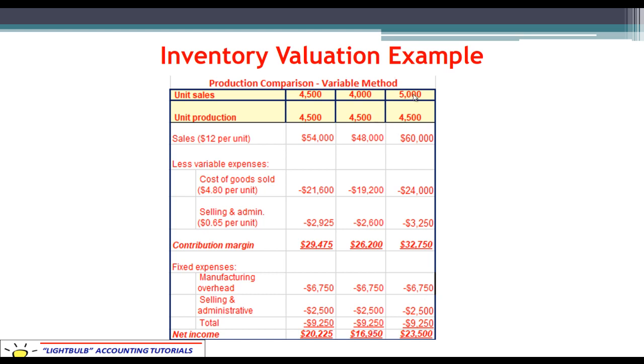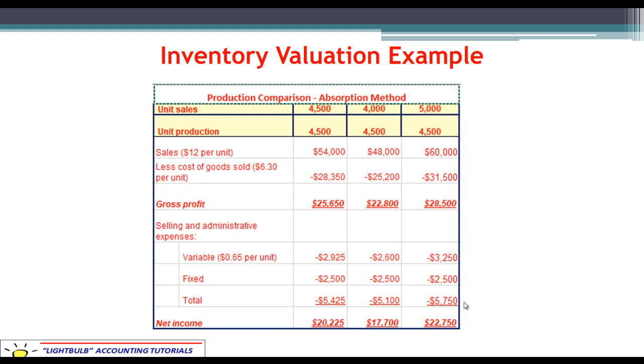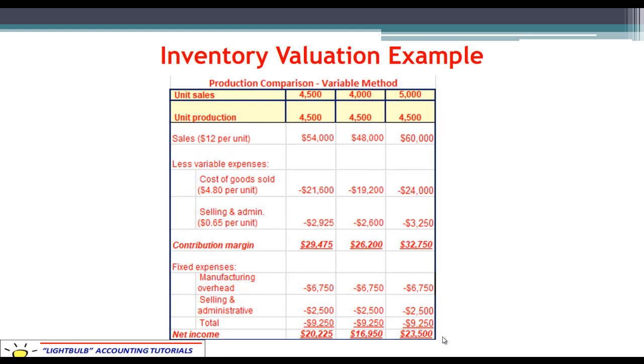Now, if we take a look at the situation where we sell more than we produce, and if we compare the two methods here, now variable has 23,500 of net income, whereas absorption had less, 22,750. The reason for this is under the absorption, we were counting all of that extra fixed manufacturing overhead as product cost now that we sold the units. So it basically had more than a year's worth of product cost, whereas under variable, we just have the year of product cost regardless of how many units we sold.